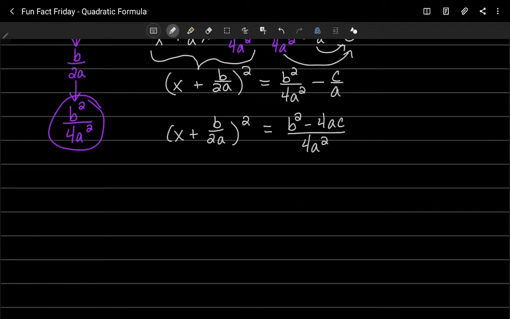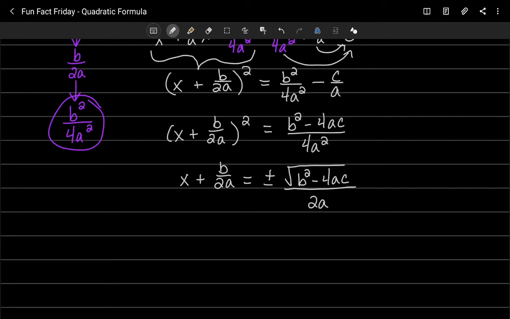Okay, now I'm trying to solve for x, so I'm going to take the square root of both sides. So the left-hand side becomes x plus b over 2a, and that equals plus or minus the square root of that messy fraction. Well, the numerator is going to stay b squared minus 4ac under the square root, but the denominator comes out perfectly when I square root it to 2a. So I square rooted both pieces. That denominator came out to 2a.